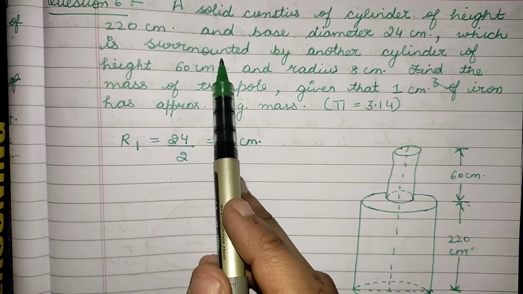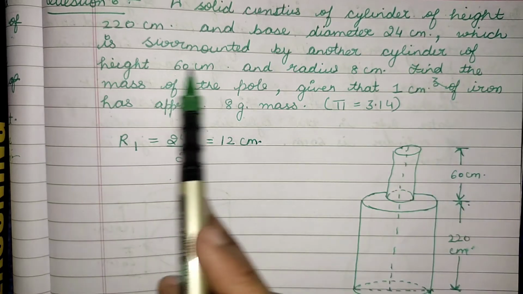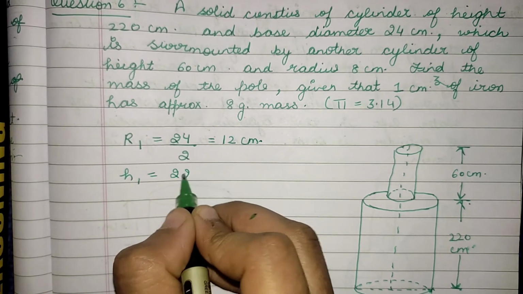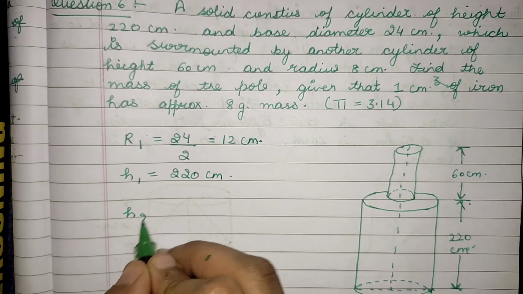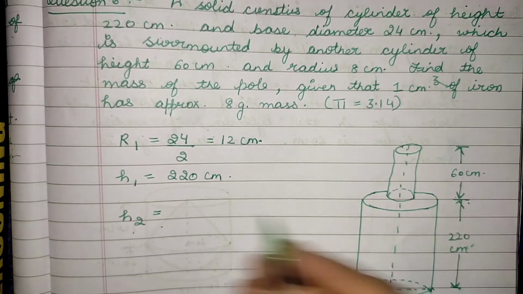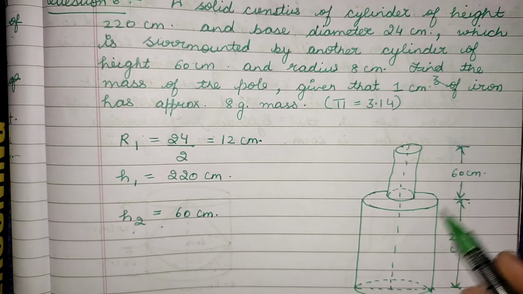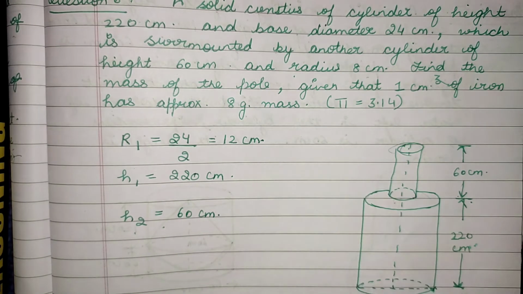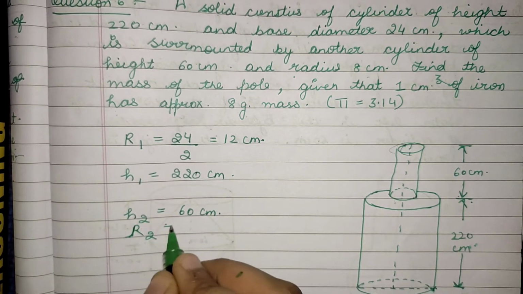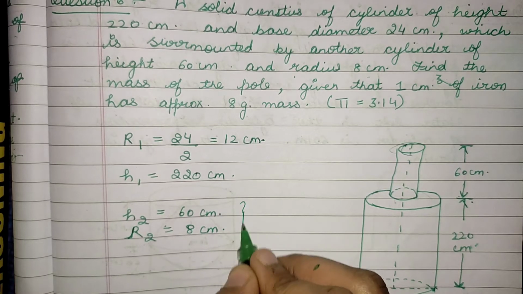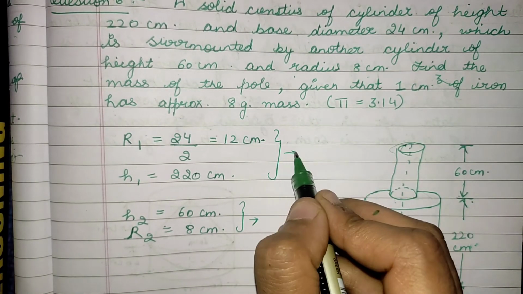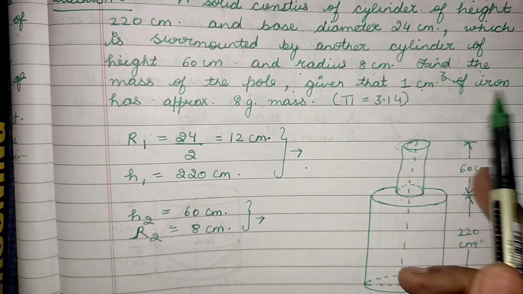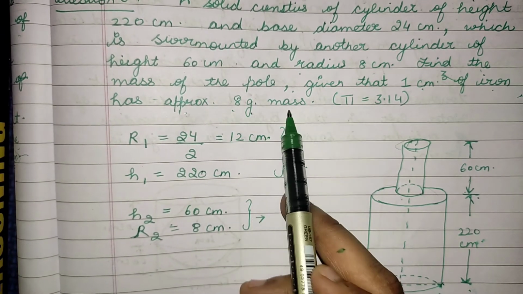Then it is surmounted by another cylinder of height 60 centimeter. So suppose the height of the first cylinder is 220 centimeter and the height of the second cylinder is 60 centimeter. This smaller cylinder is surmounted on this bigger cylinder. Suppose R2 is 8 centimeter. This one is for the smaller cylinder and this one is for the bigger cylinder. Then find the mass of the pole given that 1 centimeter cube has 8 gram mass.